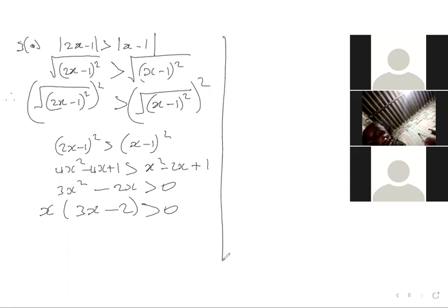So this is an inequality. To solve an inequality, you know that you need to get the critical values. Here, critical values are x equals 0 and x equals 2/3. So we now have a number line, which is being divided into 3 regions. You can have a 0 there, you can have a 2/3 here. So you have like this.